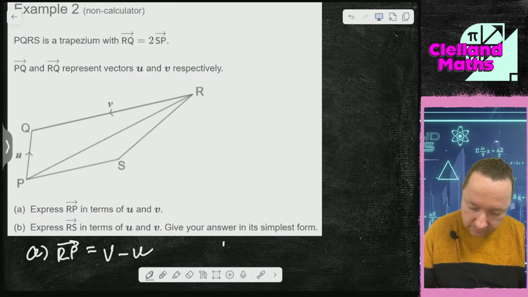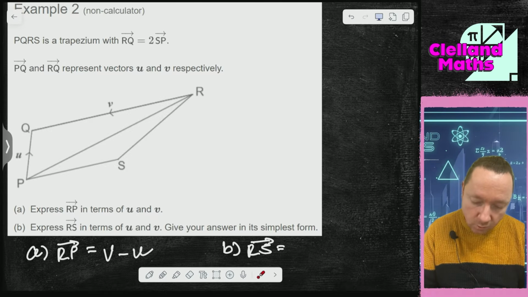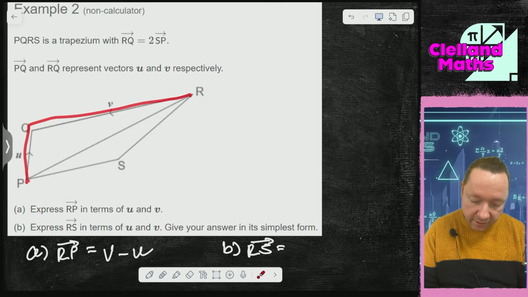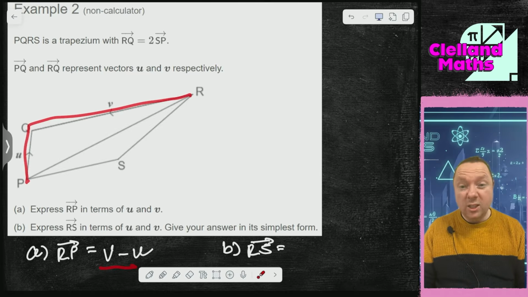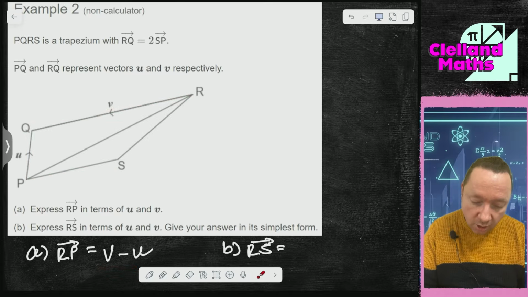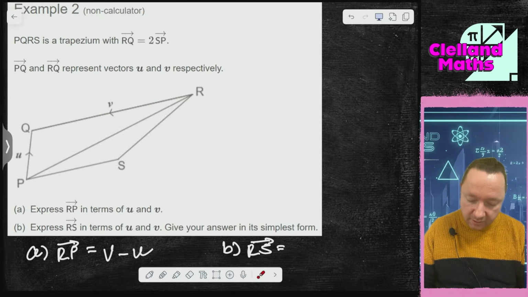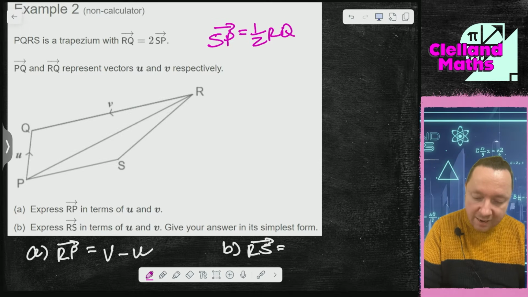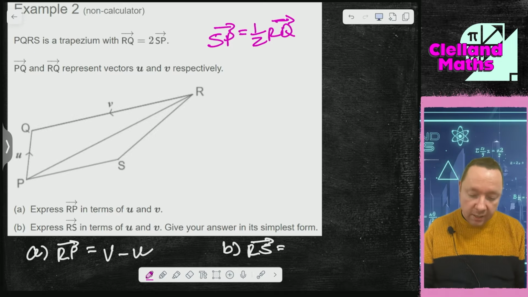Okay, part B says find R to S in terms of U and V. So it wants me to go from here to here. Now, we've already gone from here to here, so I can get to there straight away by going V minus U. So the question becomes, what is P to S? Well, is there anything in the question that helps us? It says that RQ, here to here, is 2 of SP. Well, that means that if I write this up here, another way to say that is SP is then a half of RQ. So if it's a half of a vector, just a multiple of it, I can write it as half of the letter.